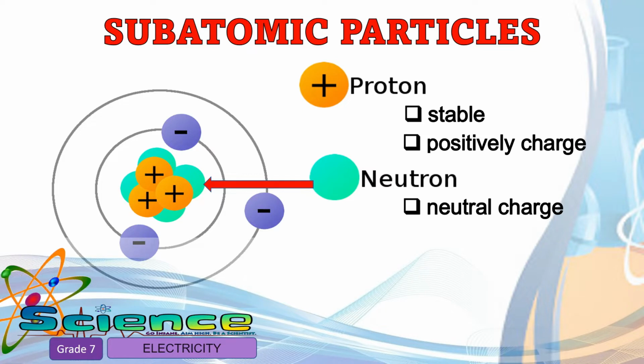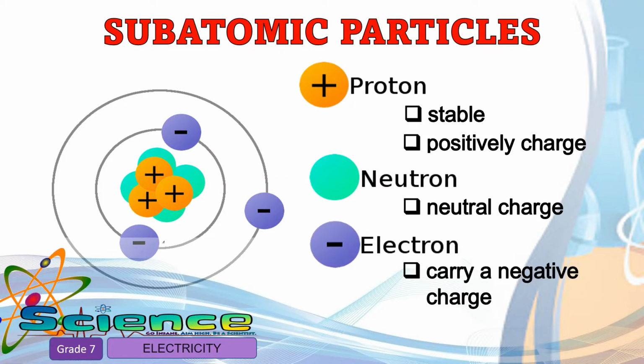Another type of subatomic particles are electrons. Electrons carry a negative charge in our representation of the atom. We can see that electrons are not located in the nucleus. Instead, they orbit the nucleus. They are around the nucleus. They are the ones in purple color with negative sign.